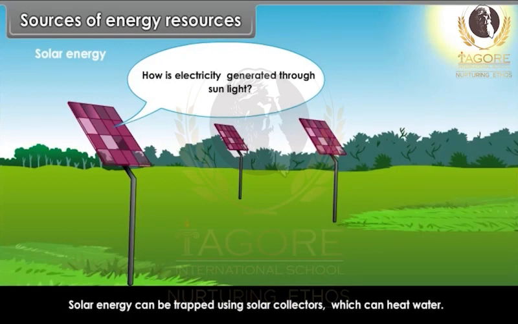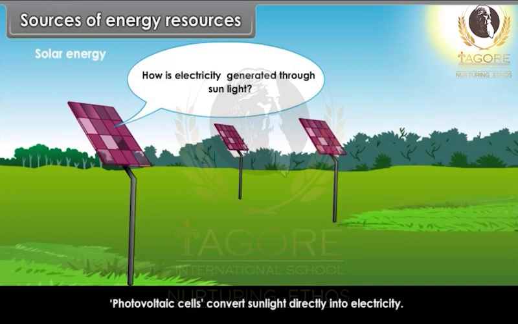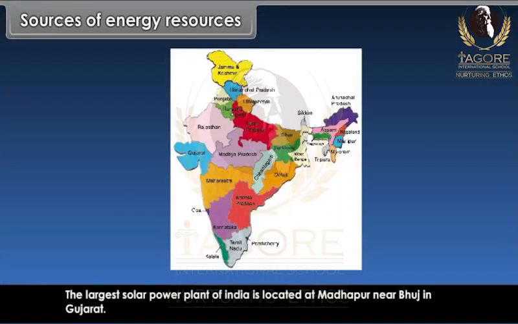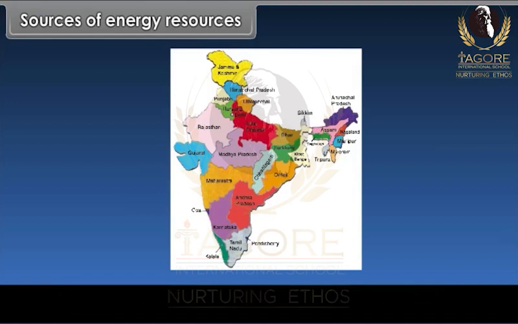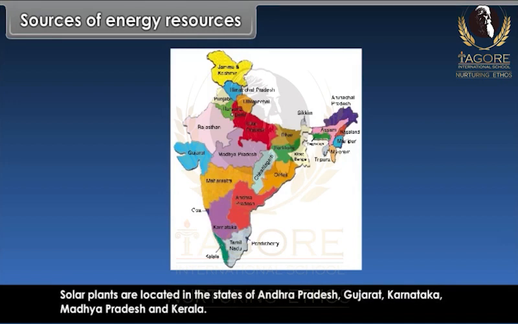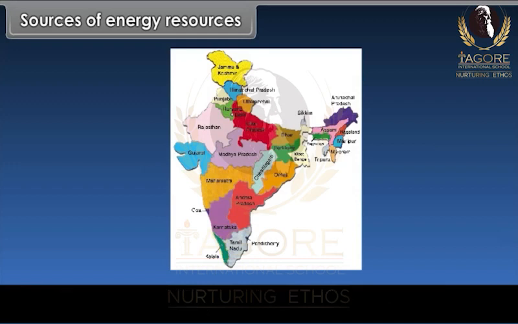How is electricity generated through sunlight? Solar energy can be trapped using solar collectors, which can heat water. Photovoltaic cells convert sunlight directly into electricity. The largest solar power plant of India is located at Madhapur near Bhuj in Gujarat. Solar plants are located in the states of Andhra Pradesh, Gujarat, Karnataka, Madhya Pradesh and Kerala.